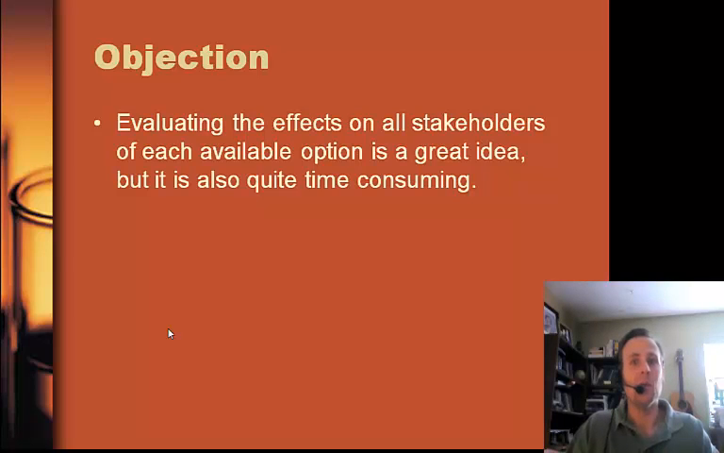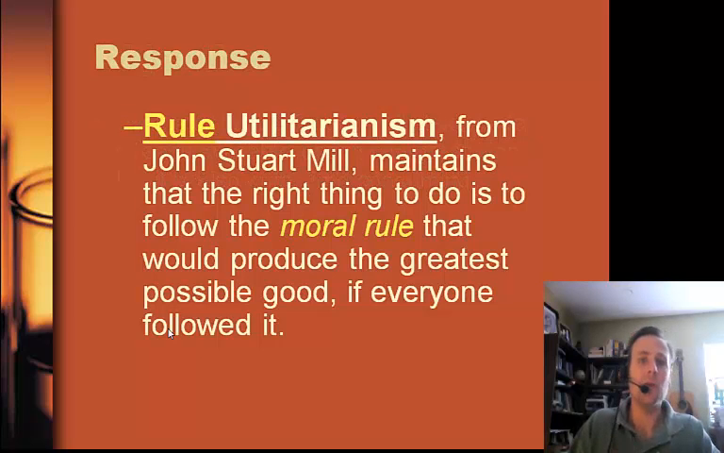And so one objection to act utilitarianism is if we evaluate individual actions and what we're going to do for each action, we're going to quickly run out of time in most of the important situations. A response to this problem comes from John Stuart Mill. He says the right thing to do is to produce a moral rule. That is, a rule that if we follow the rule would produce the greatest good for the greatest number.